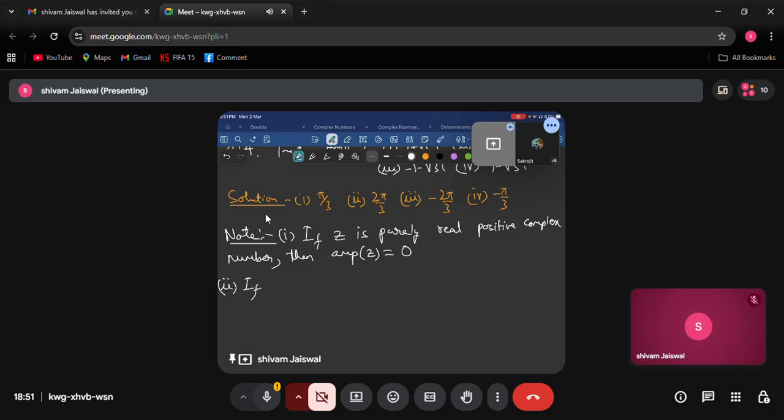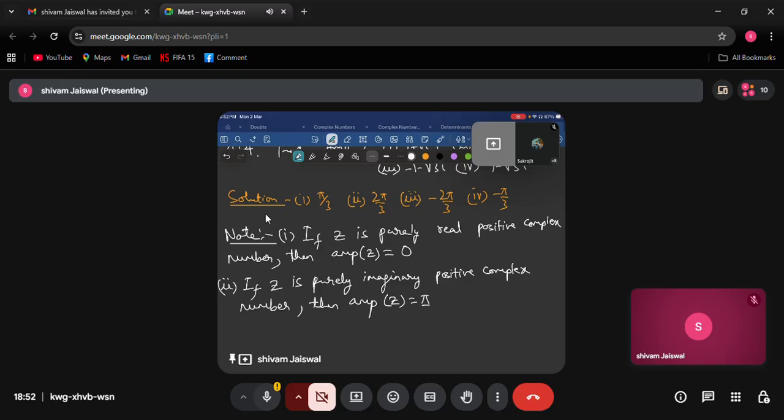Okay, you don't have to learn all this. You have to understand. If Z is purely imaginary, positive complex number, then amplitude of Z is equal to pi by 2.